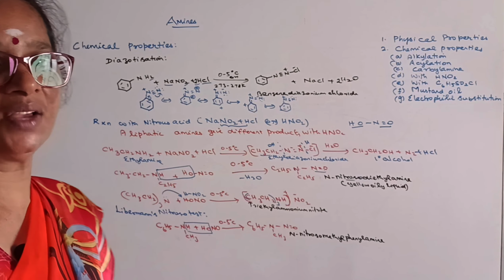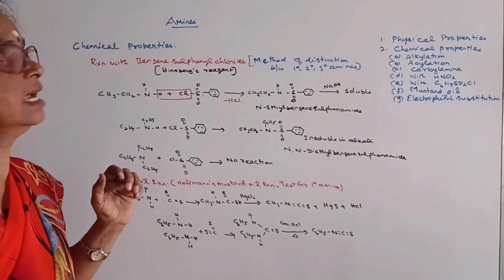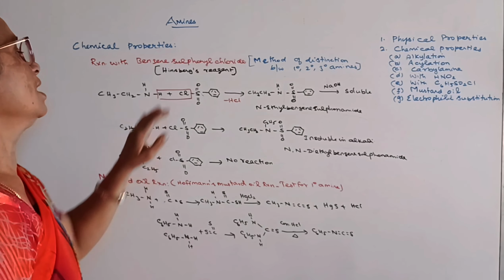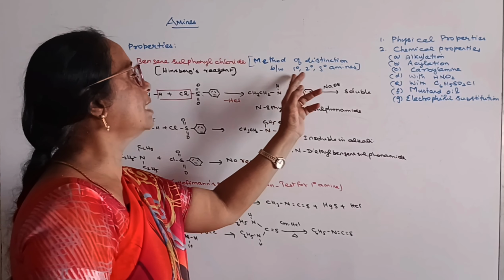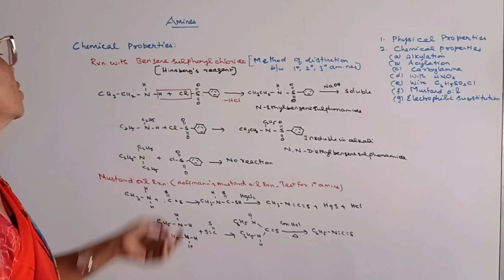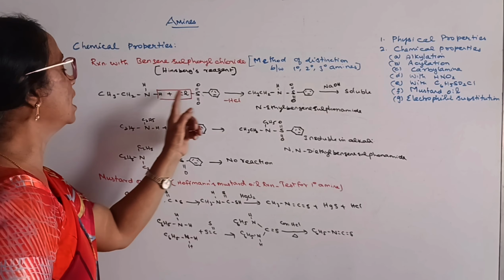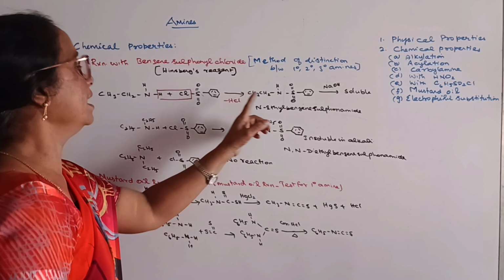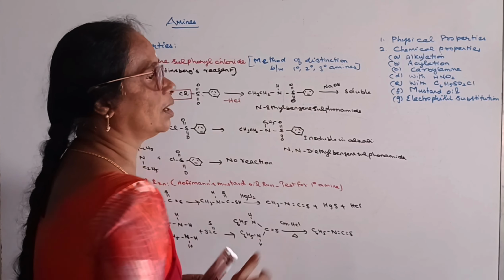Reaction with benzene sulfonyl chloride. Benzene sulfonyl chloride is also known as Hinsberg's reagent. This reagent is used to distinguish between the three types of amine: primary, secondary and tertiary. So when a primary amine is treated with the Hinsberg reagent, there is a loss of HCl, and hence we are getting N-ethyl benzene sulfonamide.